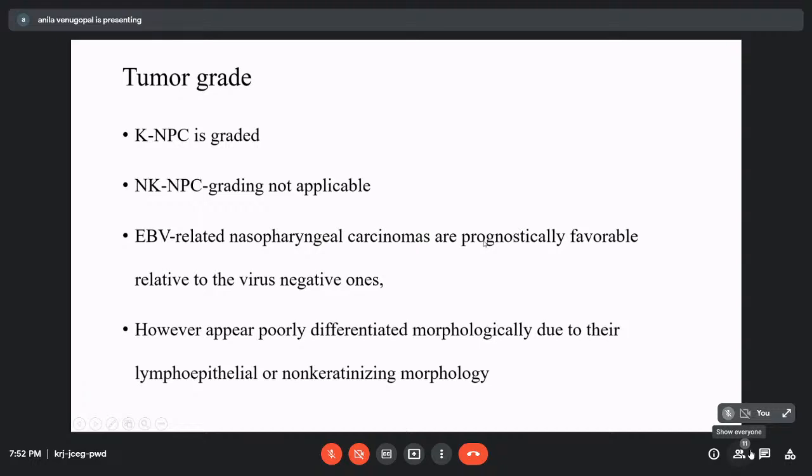They do better than the keratinizing. So because of this lymphoepithelial non-keratinizing morphology, if we were to extrapolate the criteria of keratinizing nasopharyngeal carcinoma into the non-keratinizing, we will end up wrongly grading them as poorly differentiated. So we do not grade a non-keratinizing nasopharyngeal carcinoma.